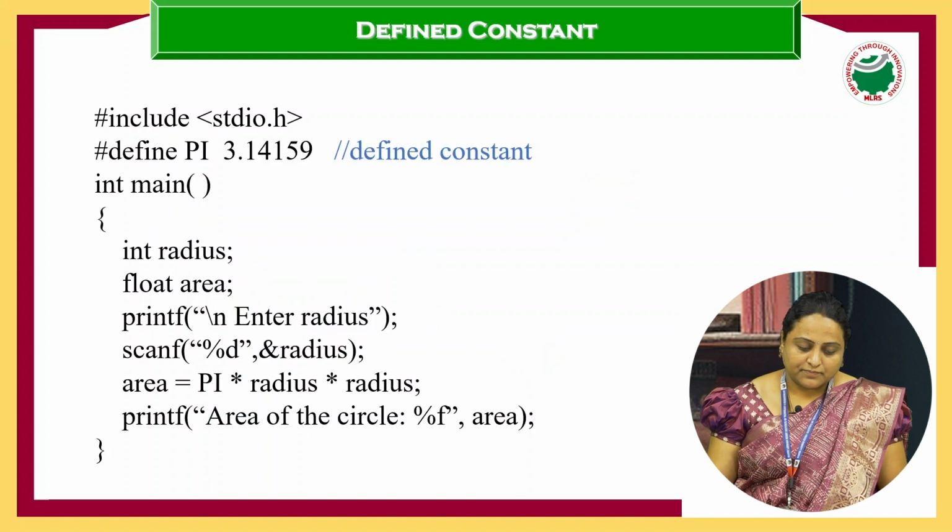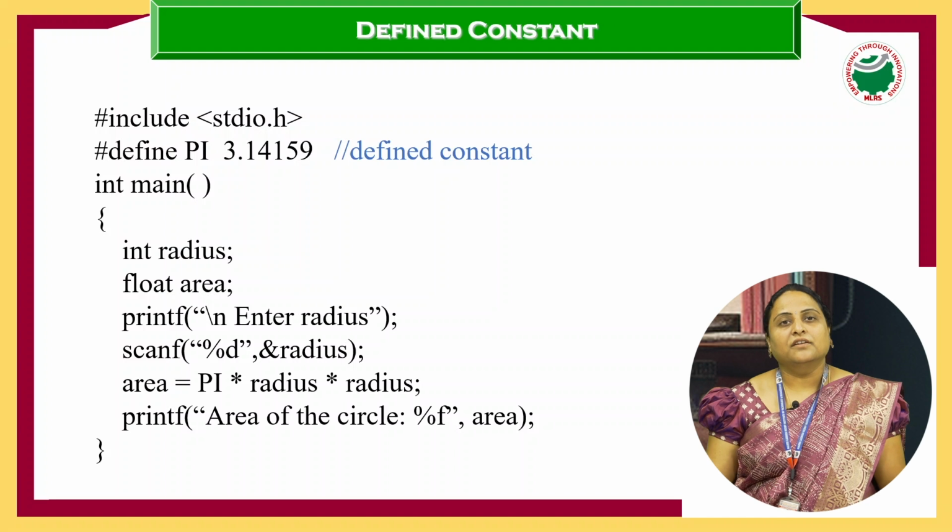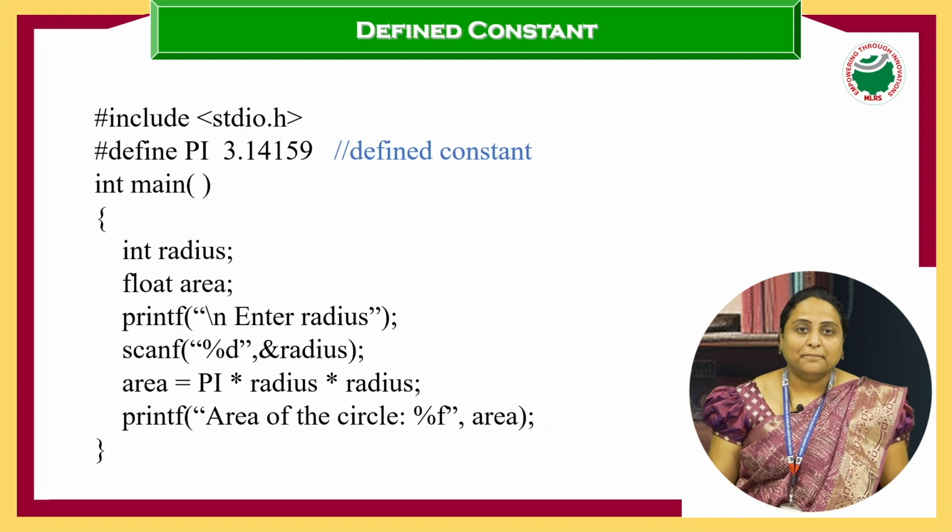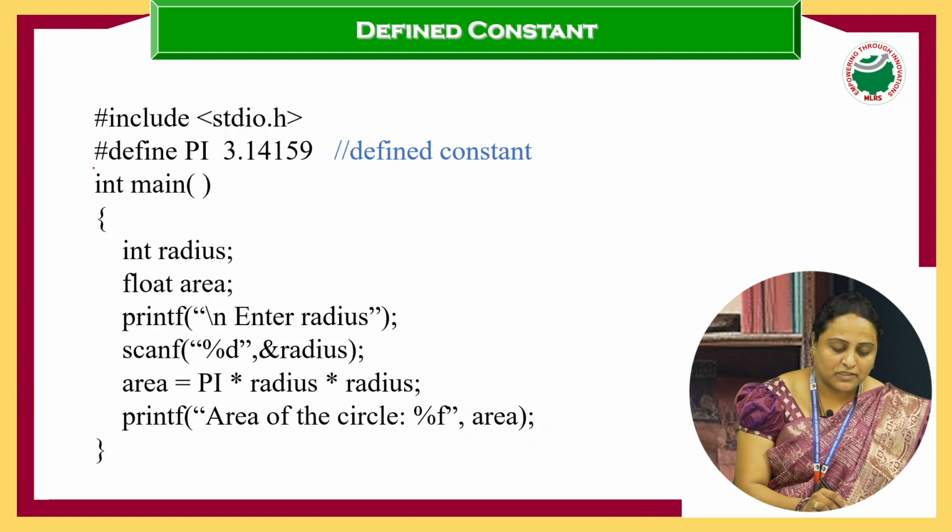And the next part is defined constant. That we define using a preprocessor directive. Hash is a preprocessor directive.